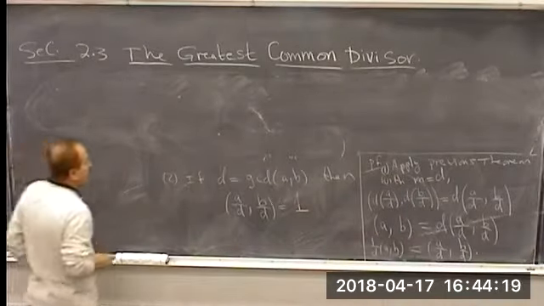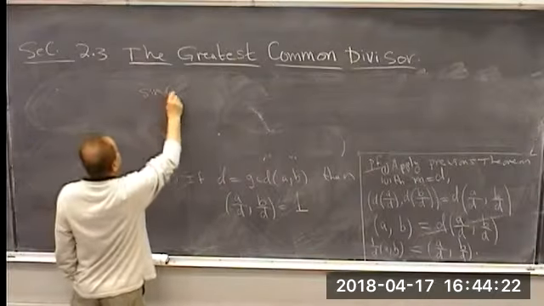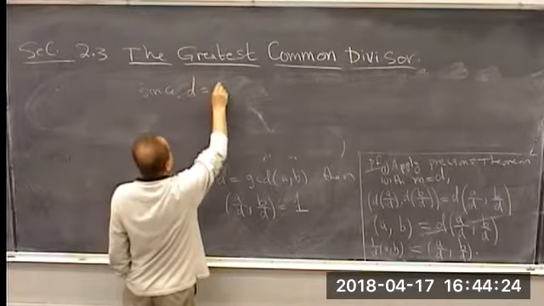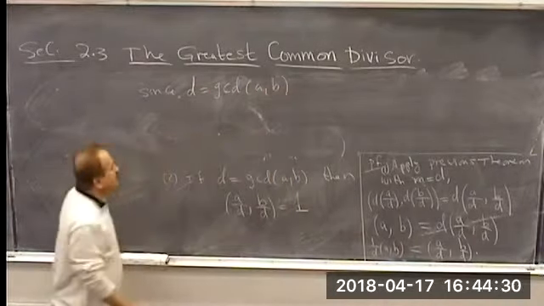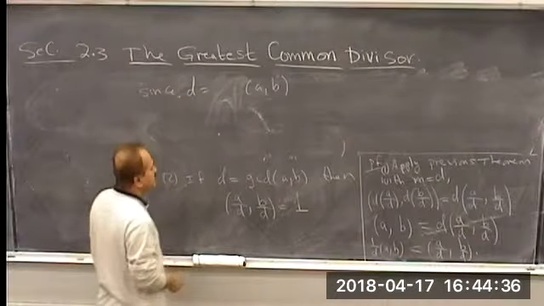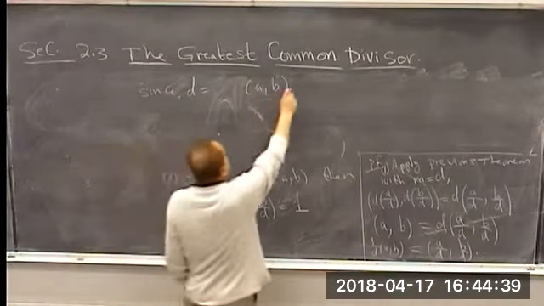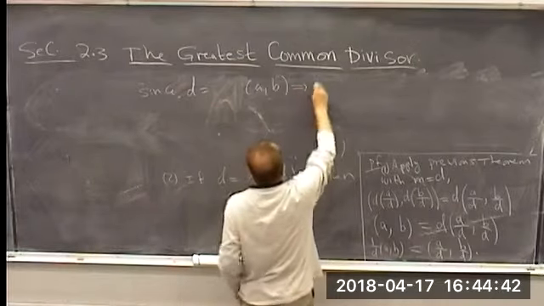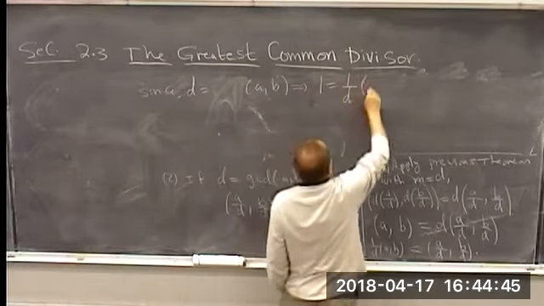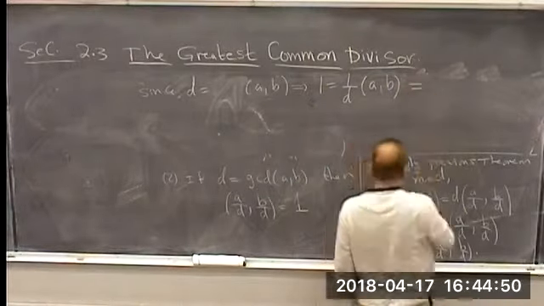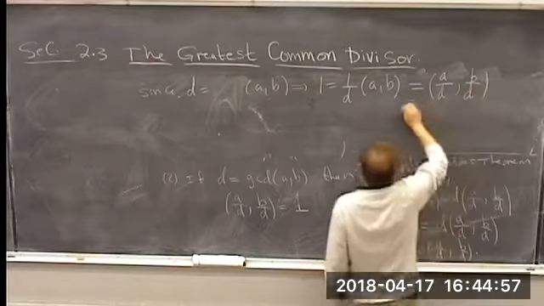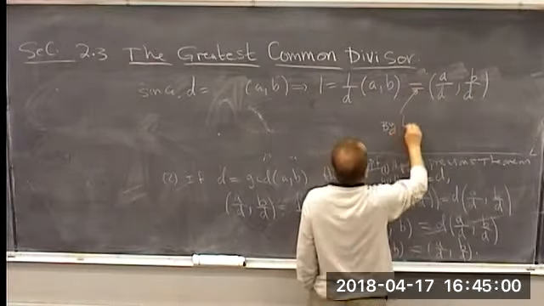Now, since D is equal to the greatest common divisor of A, B, actually take this one out, we don't need this anymore here. So D is equal to this, and this implies if I divide by D, we get 1 over D times the greatest common divisor. But this one is equal to, as we showed in here, the greatest common divisor of A over D, B over D. So this equals 1.